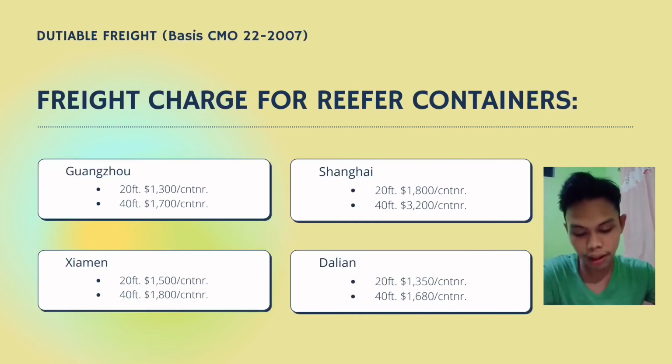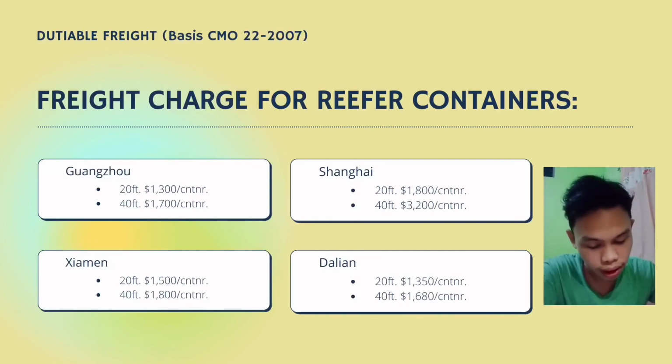Xiamen, China, $1,500 per 20 feet reefer container and $1,800 per 40 feet reefer container. Dalian, China, $1,350 per 20 feet reefer container and $1,680 per 40 feet reefer container.